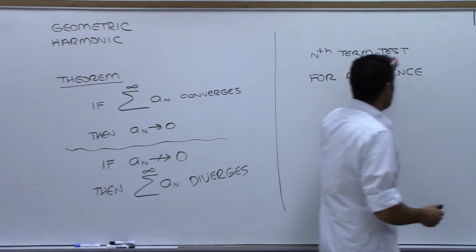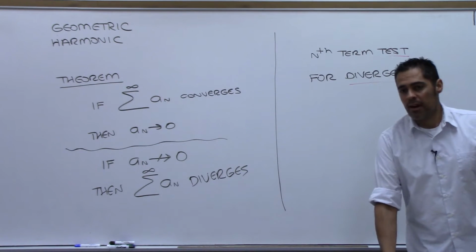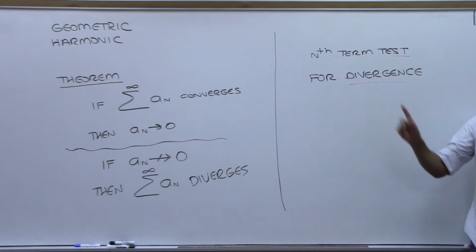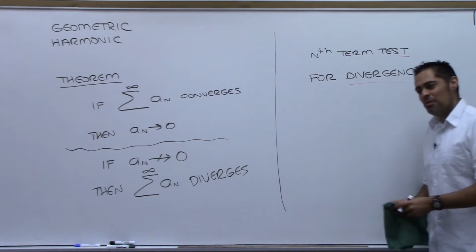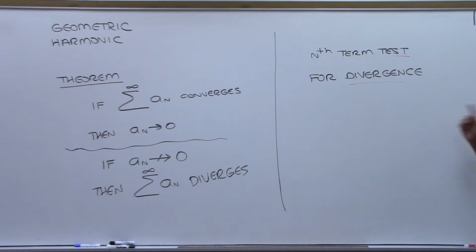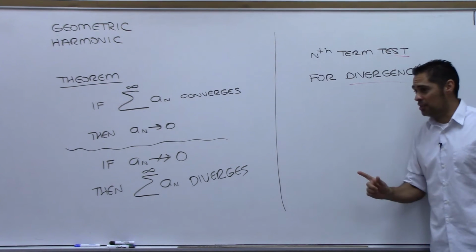But it only tests for what? Divergence. It will never tell you whether or not something converges, ever. It will just tell you if it diverges. That's all. So whenever we look at a series, the first thing we will do is run this test. Think about it. The only thing this test tells you is whether or not it diverges.